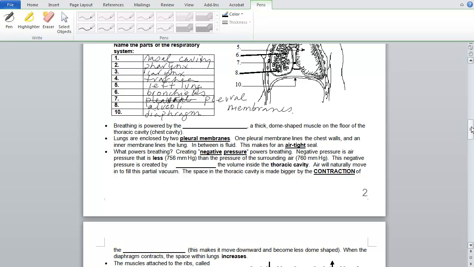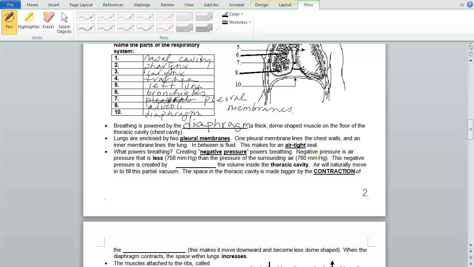Breathing is going to be powered by the diaphragm, and we can see it spelled right above there. I'm going to try my best to write more neatly for you, but I find this screen is not so responsive. There we go. So the diaphragm is a dome-shaped muscle that separates our thoracic cavity, our chest cavity, from the abdominal cavity below. The lungs are also covered by two membranes, and we see them up here called the pleural membranes. And this is another thing that creates a seal.